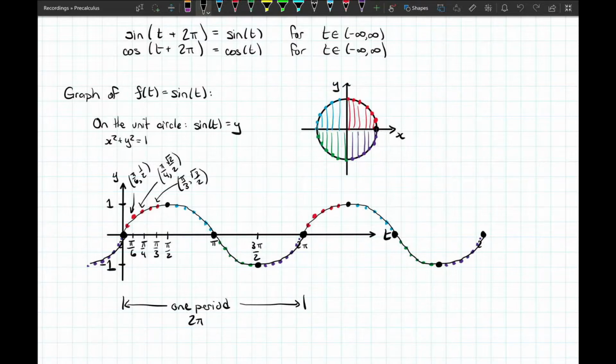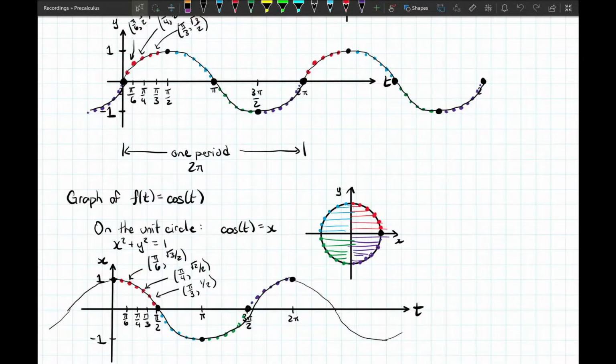Now, if we want to, we can do a very similar process to come up with the graph of cosine of t. Now, with cosine of t, we're looking at the x-coordinates as we go around the unit circle. And so our x-coordinate at our initial point when t is equal to 0 is going to be 1. So this graph would start at the point (0, 1). And here I'm labeling the vertical axis as x as a reminder that we're thinking really about the x-coordinates on the circle x squared plus y squared equals 1.